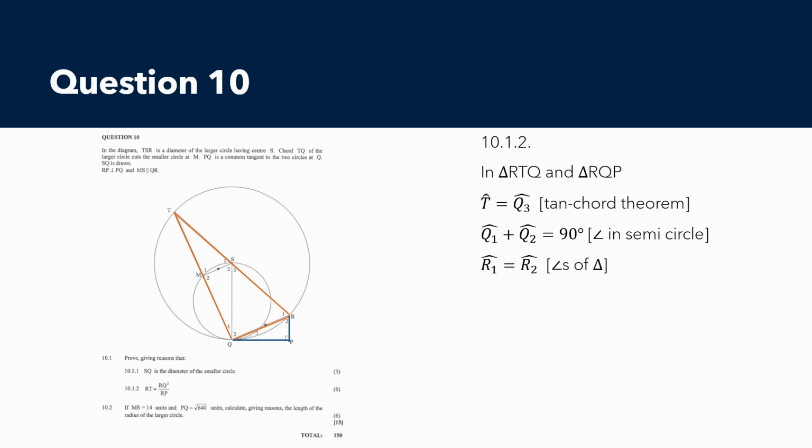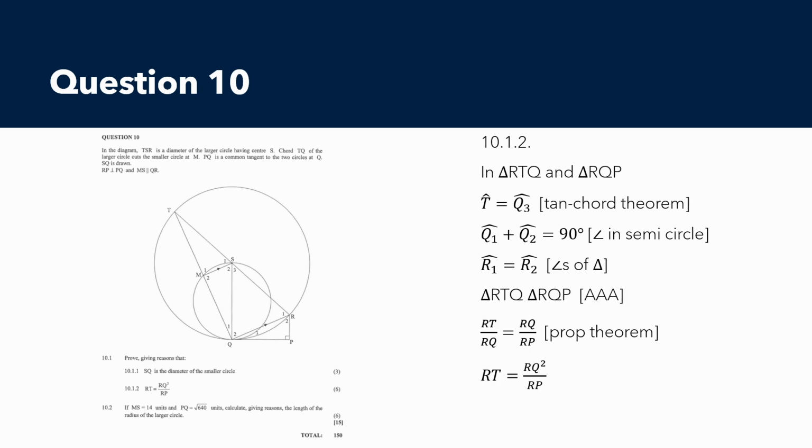And hence I can conclude that triangle RTQ is similar to triangle RQP. Angle, angle, angle. And hence RT over RQ is equals to RQ over RP, proportionality theorem. Substituting in everything I know, RT is equals to RQ squared over RP, or cross multiplication rather.